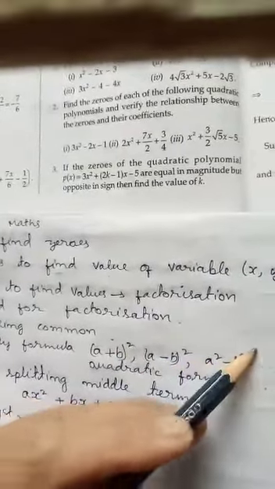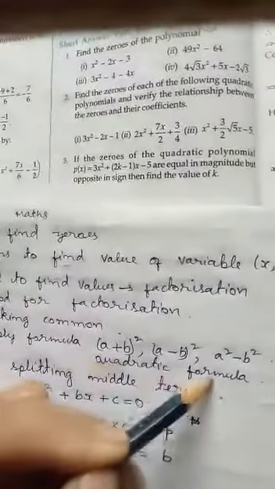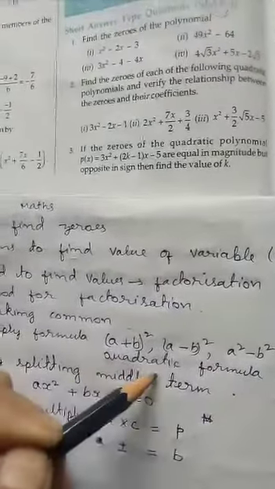We have those formulas: a plus b whole square, a minus b whole square, a square minus b square, then a minus b whole cubed. Okay, it will go on. Or we can apply the quadratic formula. The quadratic formula you will learn only now in class 10 in chapter 4.